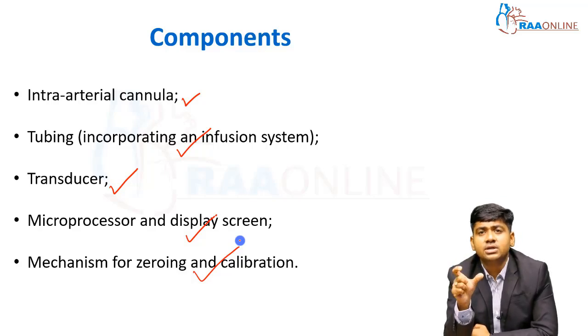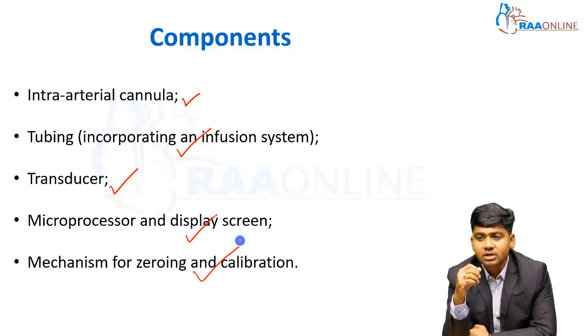We mostly place the transducer at the heart level, and we expose the transducer to atmospheric pressure. The atmospheric pressure is the reference point where the pressure will be zero. Why do we keep the transducer at the heart level? Because if you keep the transducer above the heart, the blood pressure recording will be much less than the actual values, and if you keep the transducer below the heart level, there will seem to be a higher blood pressure in comparison to the normal blood pressure. So it is always advisable to keep the transducer at the heart level.